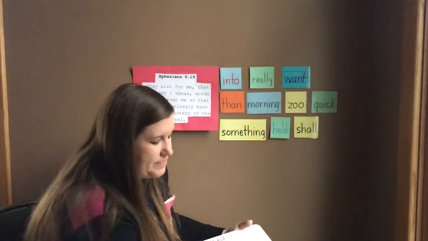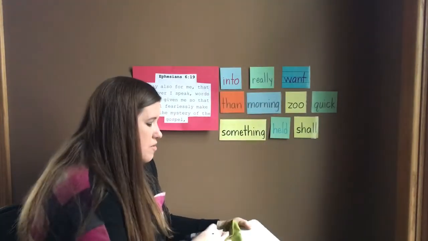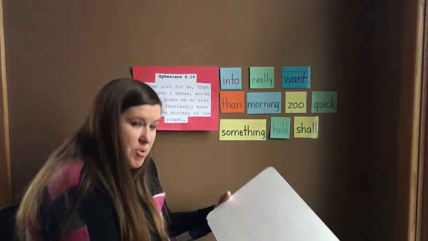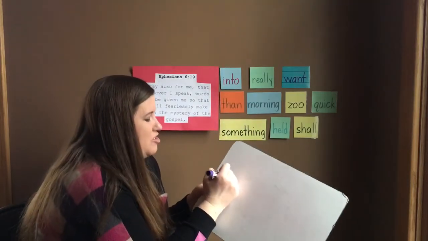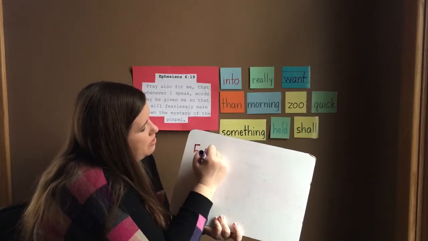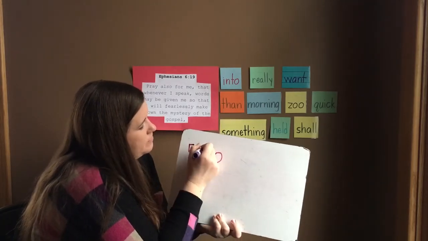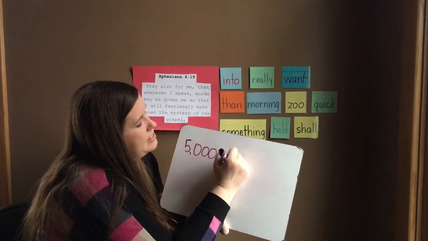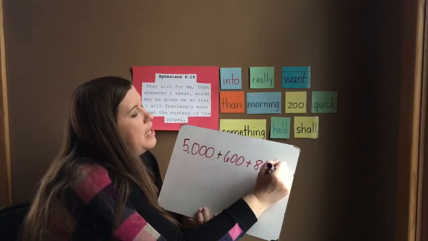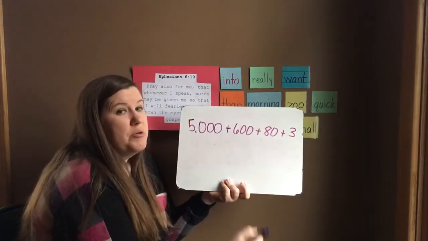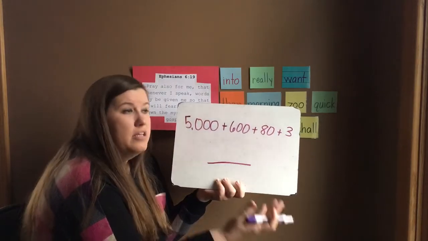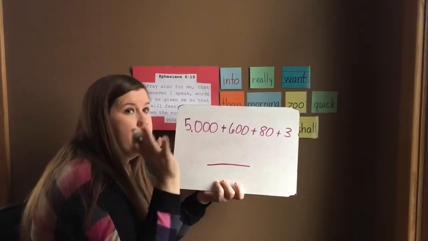Good job. All right, now, what if the number's expanded already? How are we going to put it back into that standard form? So if we go 5,000, plus 600 plus 80 plus 3. How are we going to put it back into standard form? Standard form is just one number, like you would usually write a 4-digit number.